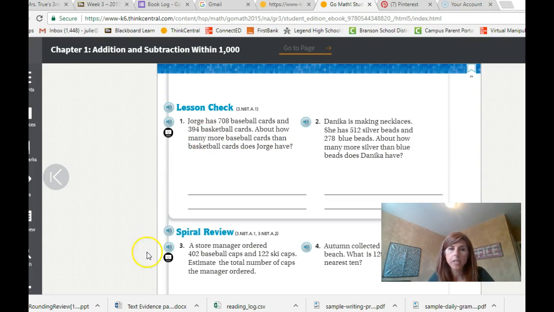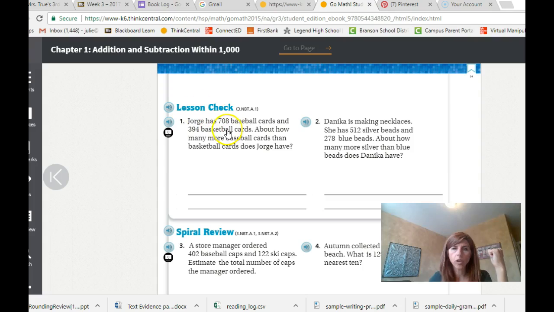So how many more? So first of all, how many more? I know always, how many more? How much more? Always means to subtract. Always, okay? What you're doing there is comparing. How many more apples than oranges? How many baseball cards than basketball cards? You're comparing. So when you're comparing two numbers, you know that you're going to subtract every single time, okay, on those. So how many more?